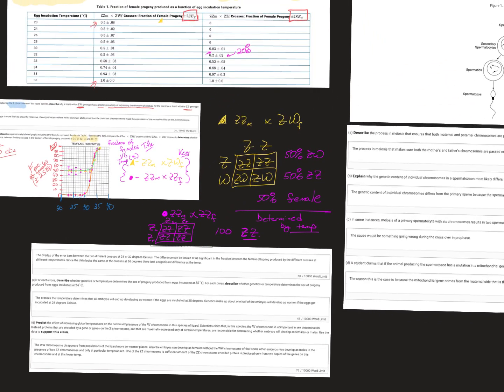So let's take a look at what the question was again. Question C was, for each cross describe whether genetics or temperature at 35 degrees. Well, at 35 degrees, it's up here, it's temperature for both crosses. As you can see, you'd expect to see 50-50. What you're seeing at 35 is near 100% females. You'd expect only 50, so that's a big difference. So obviously it's temperature that's making a difference.